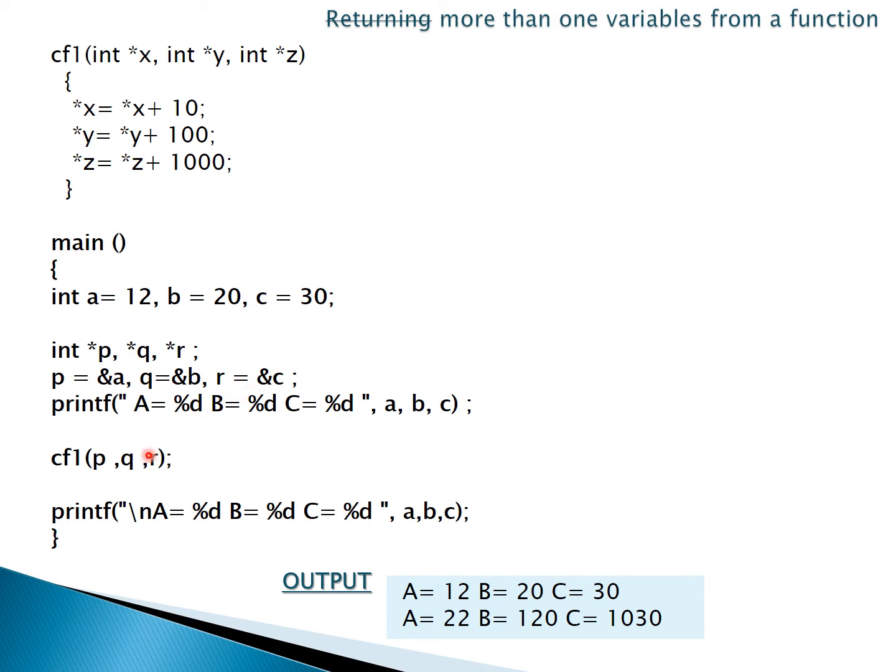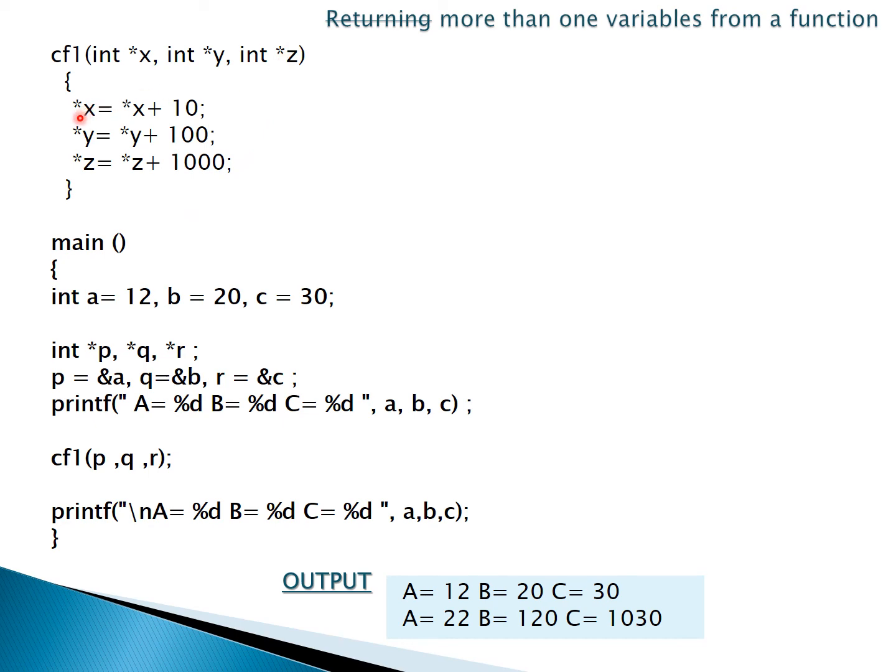So when we send the arguments to the CF1 function, or when we call this function, the address of A, which is stored on P, will be stored onto the X pointer. The address of B will be stored on this pointer. The address of C, which is stored on R, will be stored on Z pointer.